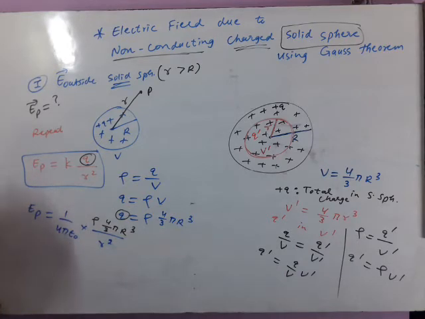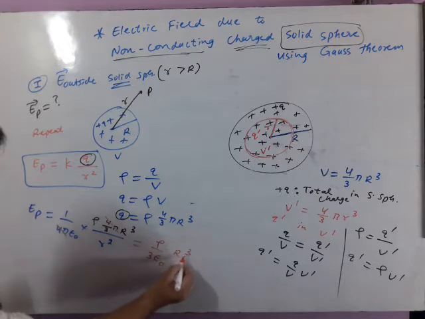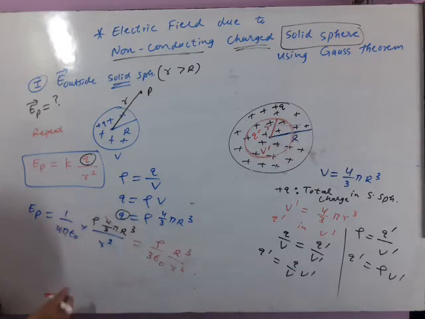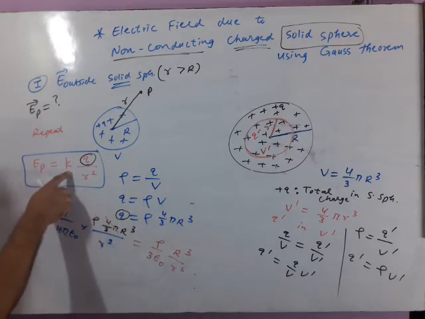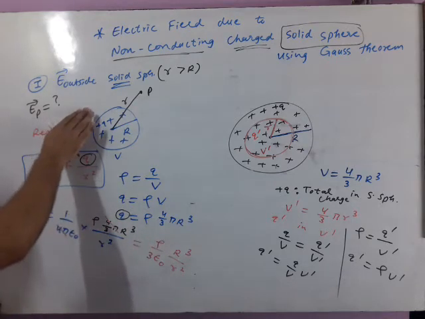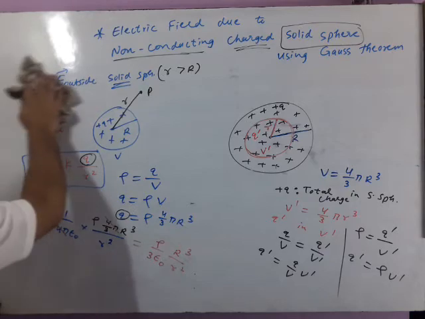Now on simplification, you see 4 pi cancelling. What is the answer? See it carefully. Rho by 3 epsilon naught, R cube by r square. This is the electric field outside the solid sphere in terms of volume charge density. And it has the same answer as that of the hollow sphere for this expression.